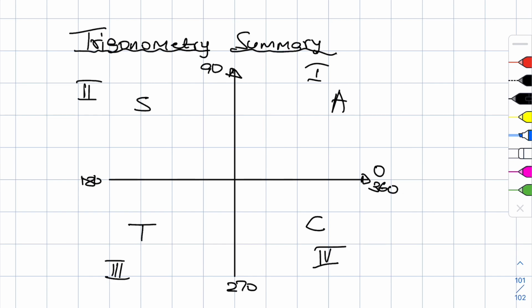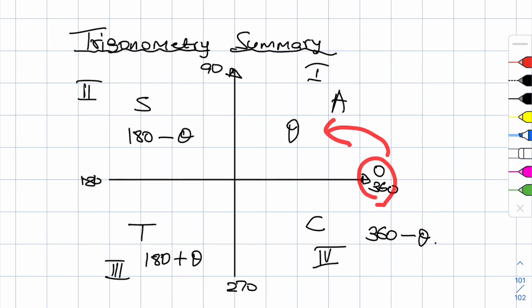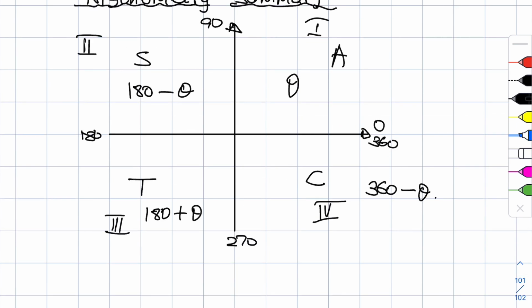Okay, so in terms of angles, you're going to say angle theta is quadrant 1. In quadrant 2, we'll do 180 minus theta. In quadrant 3, it's 180 plus theta. Then quadrant 4 is 360 minus theta. Then if you say 360 plus theta, you're back to quadrant number 1.